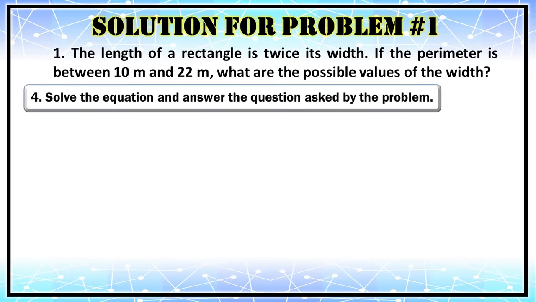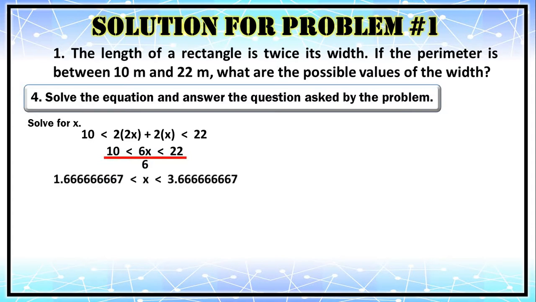So step number 4 is to solve the inequality and answer the question asked by the problem. So we have to solve for the value of x. So we have the inequality, and then simplify the inequality. That becomes 6x is greater than 10 but less than 22. And then the division property, divide by 6, and that becomes x is greater than 1.6666666667 but less than 3.6666666667. That is our width.